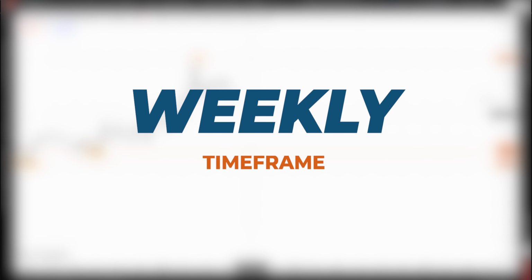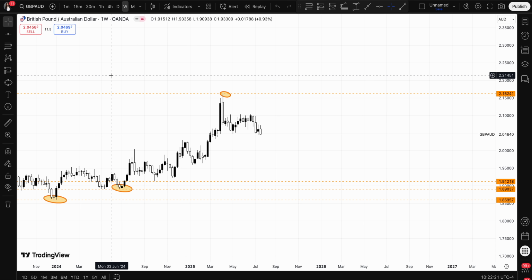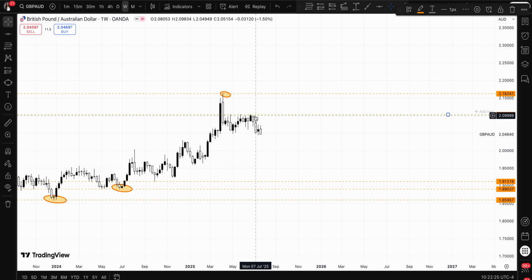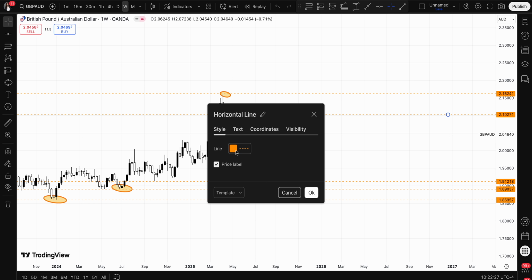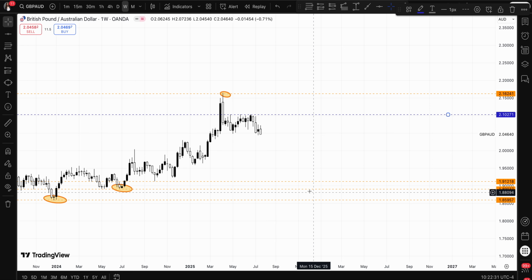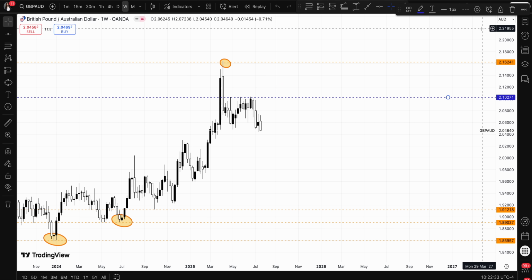I'm going to go down to the weekly. And from the weekly, I'm going to do the same thing. So I'm identifying my resistance areas. We are on the weekly, so I'm going to turn this to a blue color and we'll save that. And I'm going to do the same thing that I just did, right? So I'm going to move this up a little bit.